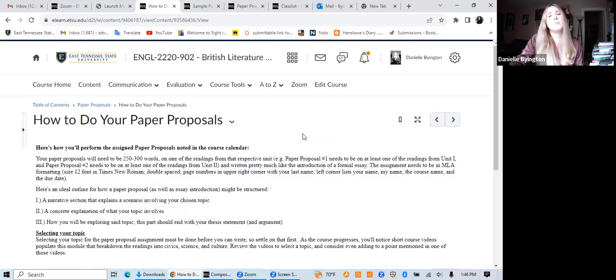Now, your paper proposals have to be on at least one of the assigned readings in this class. You're allowed to use more than one, like if you were doing a sort of compare and contrast. I don't recommend doing more than 3 because you don't have enough room to do a good job elaborating on a large quantity of readings and the parallels in them.